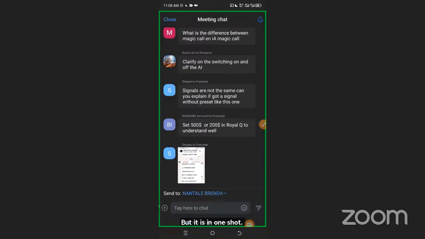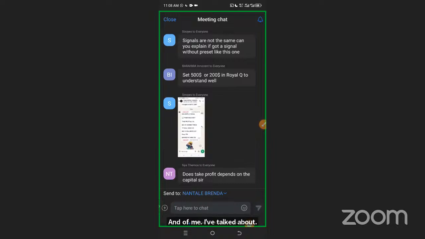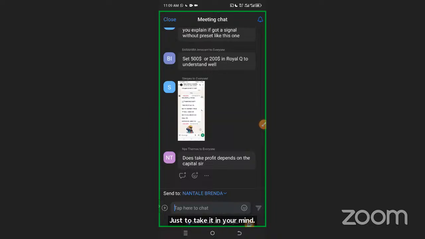Clarify on switching on and off. I've talked about it if you are using the start small and win big strategy. I don't want people to confuse themselves. Have it in your mind: if I'm going to use these settings of the start small and win big strategy, the AI margin call should be off.